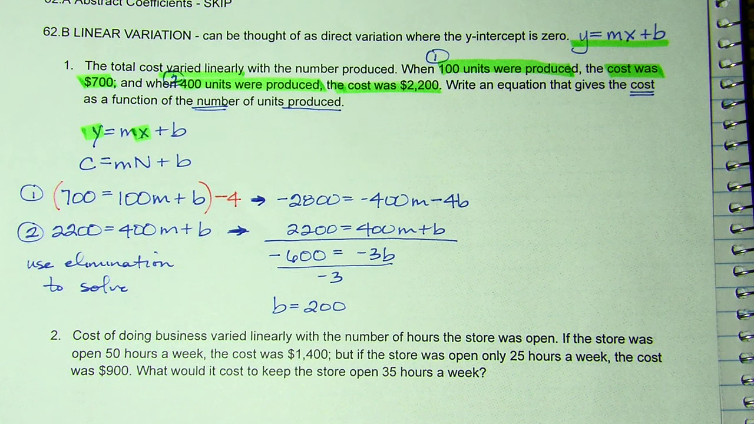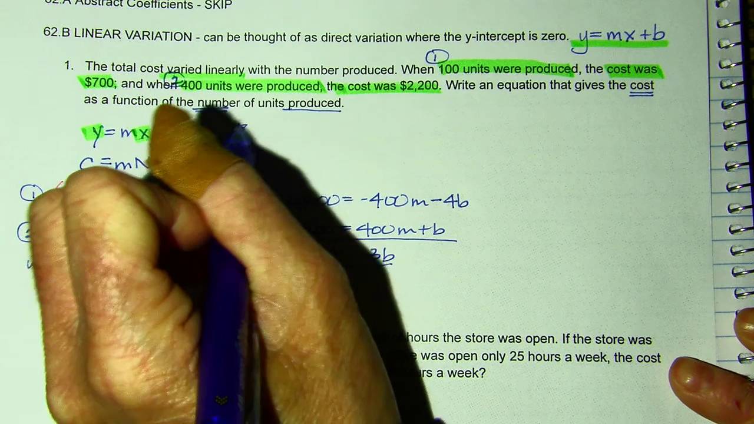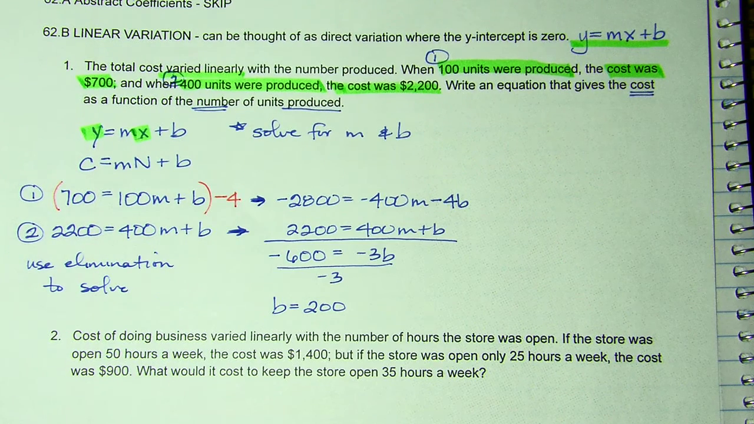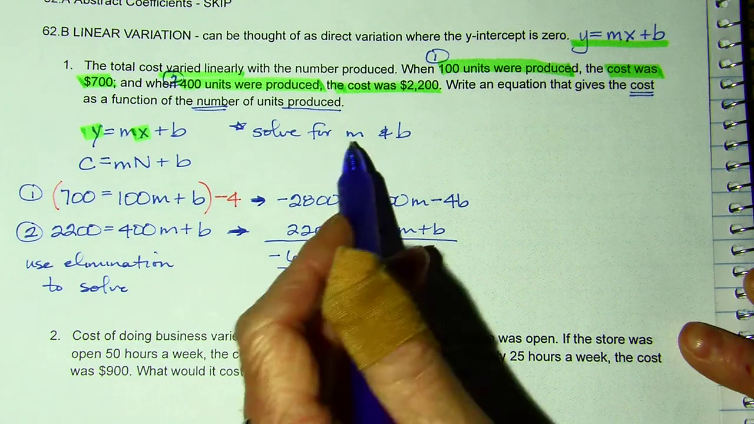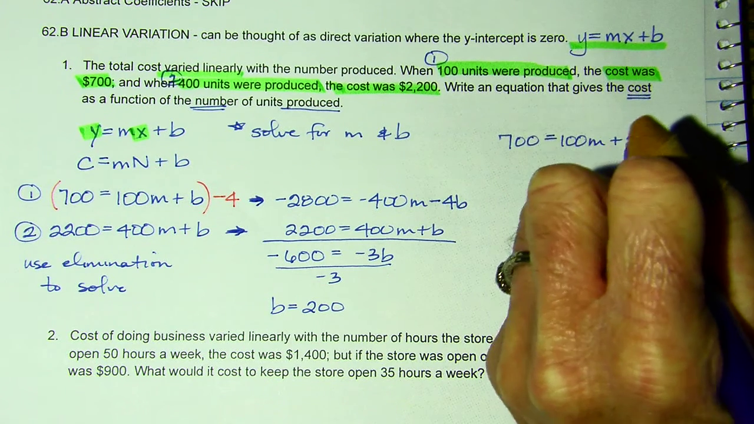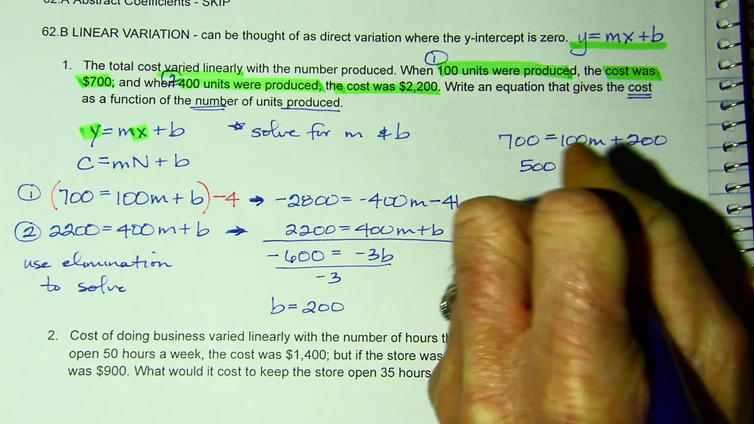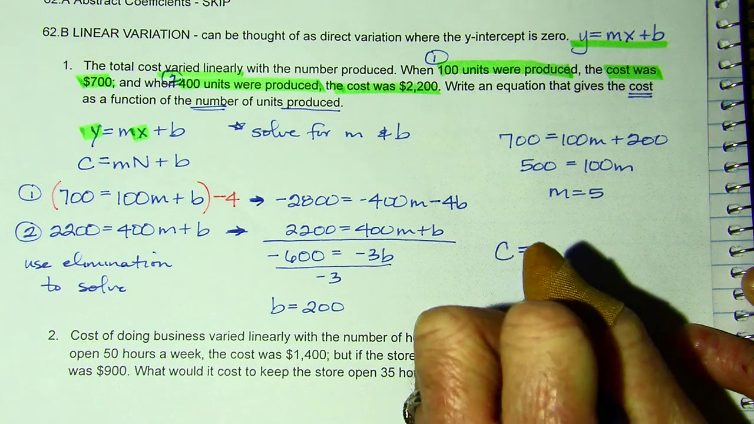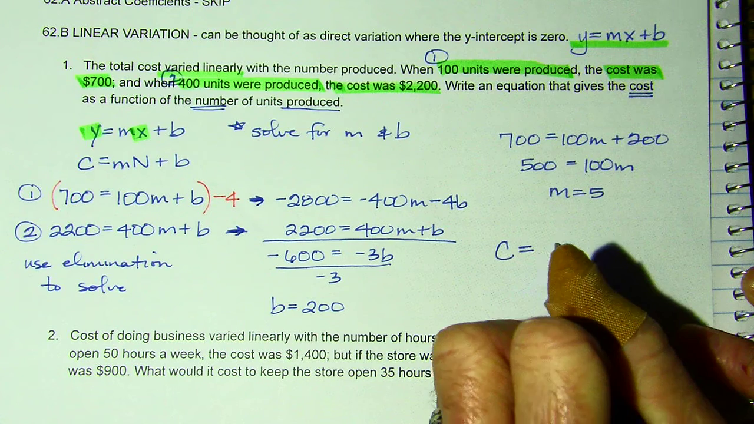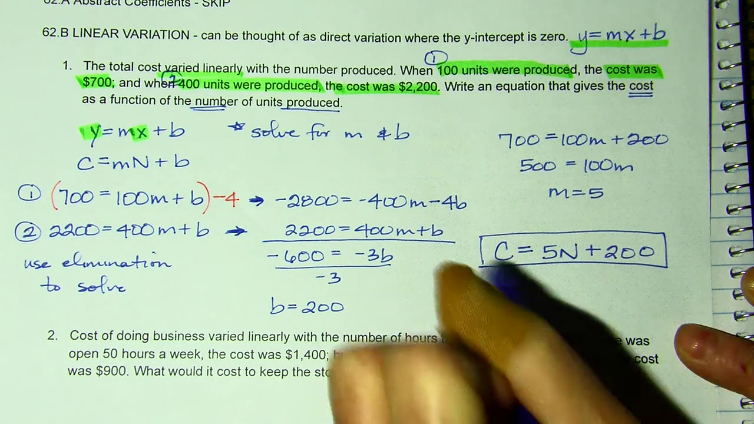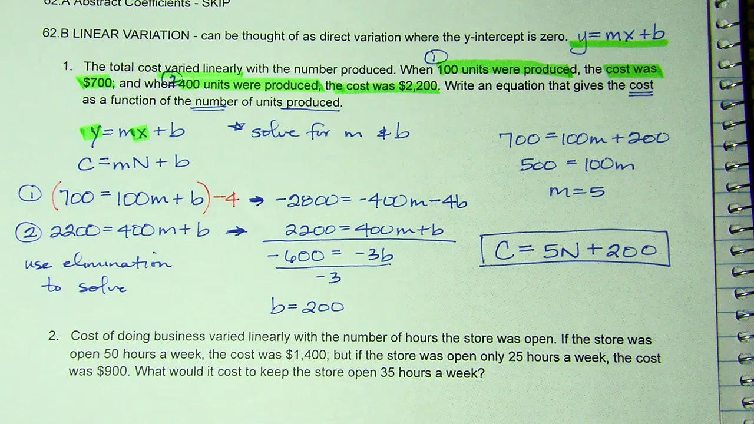Now that I have solved for b, I should have put that at the top, we have to solve for m and b, right? We're wanting to know our slope and our y-intercept. So I've solved for b, now I'm going to solve for m. You can plug that into any equation. So 700 equals 100 m plus 200. I'm going to subtract 200, so 500 equals 100 m, so m equals 5. So now that I have those, I can write my equation. So the cost will be 5 times the number of units produced plus 200. So I found m and b. And that's all they wanted for this one, is just the equation.